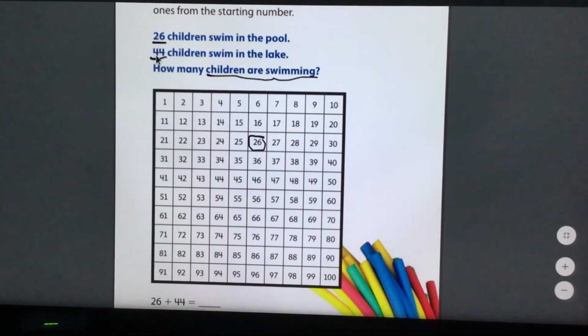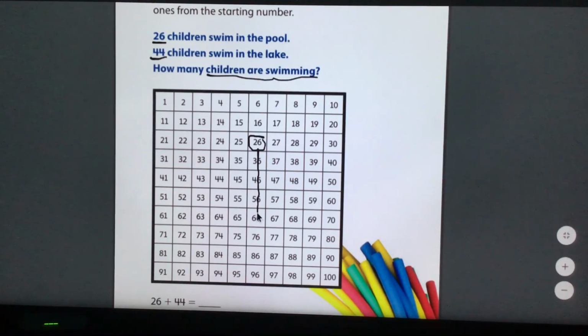And when I look at 44, I know that I have 4 tens and 4 ones. So when I start at 26, I first am going to count by tens. So I need to go down 4 spots, because when you go down, you're counting by tens. And I'm going down 4 because 44 has 4 tens. So that's 1, 2, 3, 4.